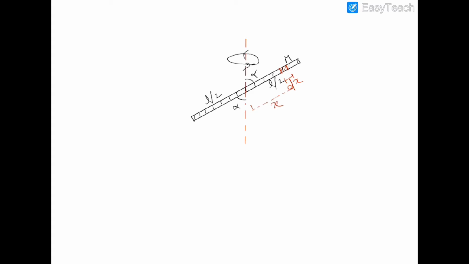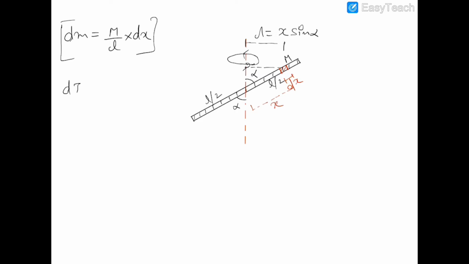and therefore this element has the mass dm, which is equal to m by l into dx. So this is the mass of this element. Now the distance of this element from this axis is x sine alpha. So this distance is, let's suppose, r, and r is equal to x sine alpha. So the moment of inertia of this element, which is a point mass about this axis, is dI, and dI is dm into r square, where r is x sine alpha.